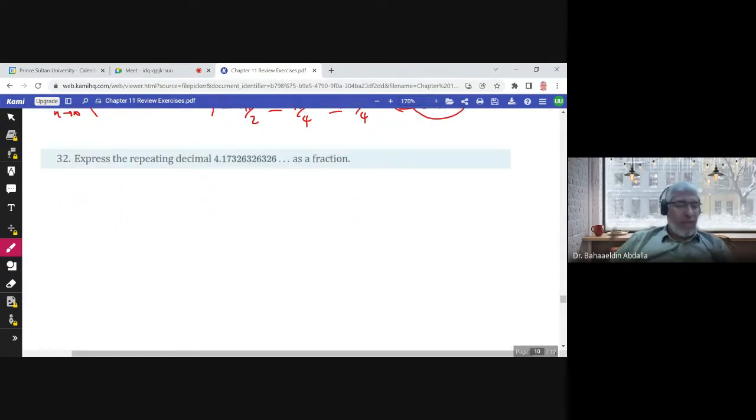Express the repeating decimal as a fraction. Well, we solve this exercise by writing this as a geometric series. So this number, in fact, is equal to 4.17 plus 326 repeated, 326 repeated, 326 repeated. So the first 326, I can write it as 326 over what? How many decimals here? 5 decimals. So over 10 to the power 5.